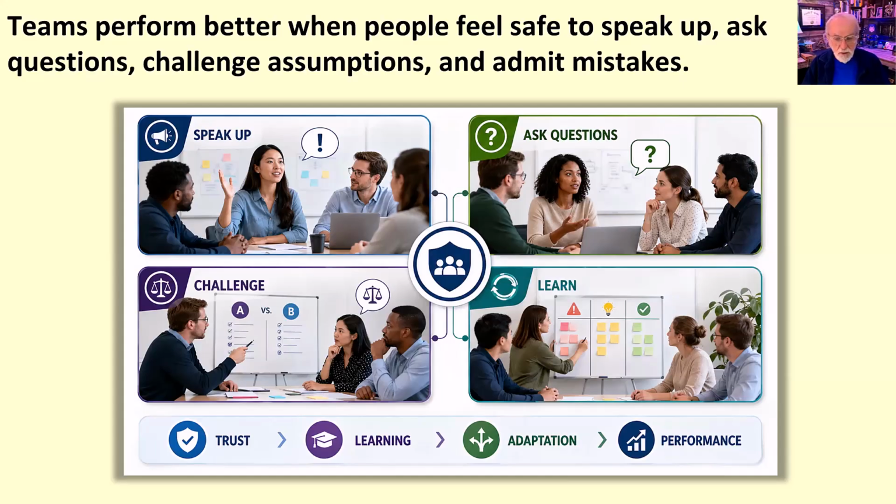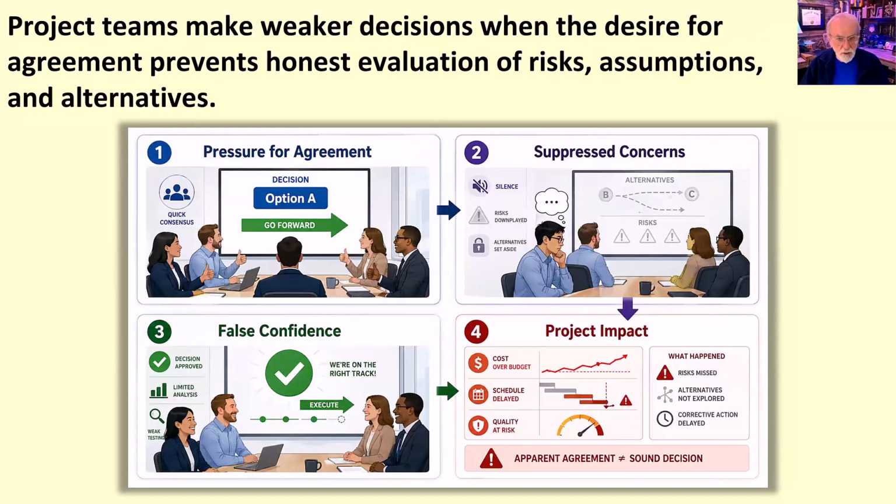And so next we'll look at what can happen when teams don't feel safe challenging assumptions or raising concerns. We'll talk about groupthink and other forms of poor team decision making. Groupthink can undermine project decisions. Project teams make weaker decisions when the desire for agreement prevents honest evaluation of risk, assumptions, and alternatives. So after talking about psychological safety, it's helpful to look at the opposite problem. What happens when team members don't feel comfortable challenging assumptions or raising concerns?